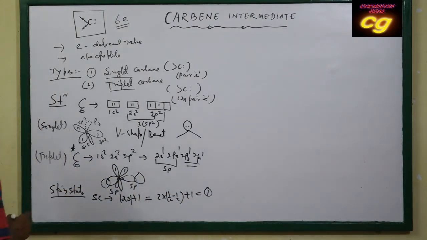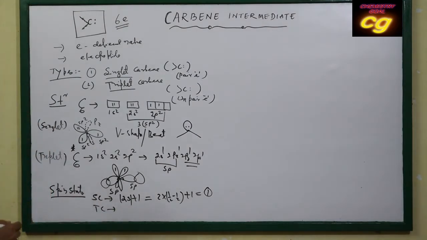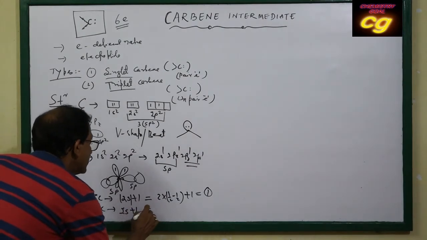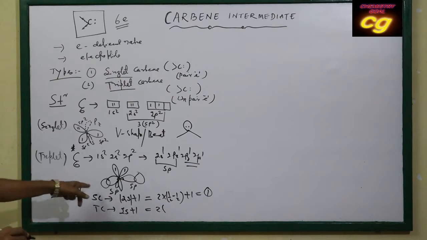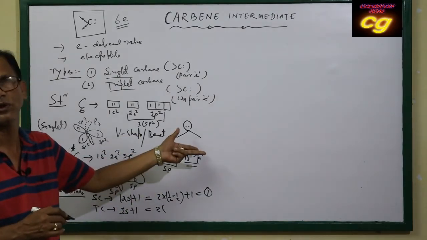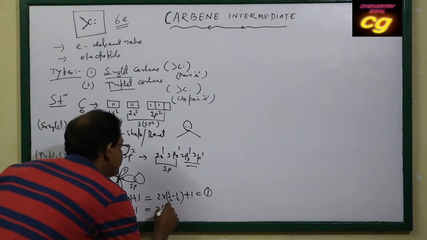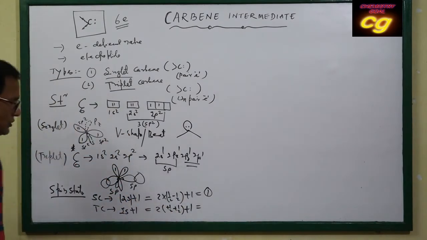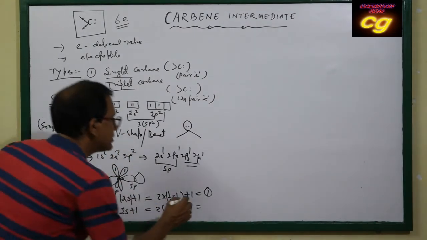If you come to triplet carbene, in case of triplet carbene, 2S plus 1. Here S is how much? In case of triplet carbene, one is plus half, and the other is plus half also. Both minus, any one you can take. Suppose plus half, another is plus half, plus 1. So 2 into plus half is 1, so 2 into 1 plus 1 is 3.